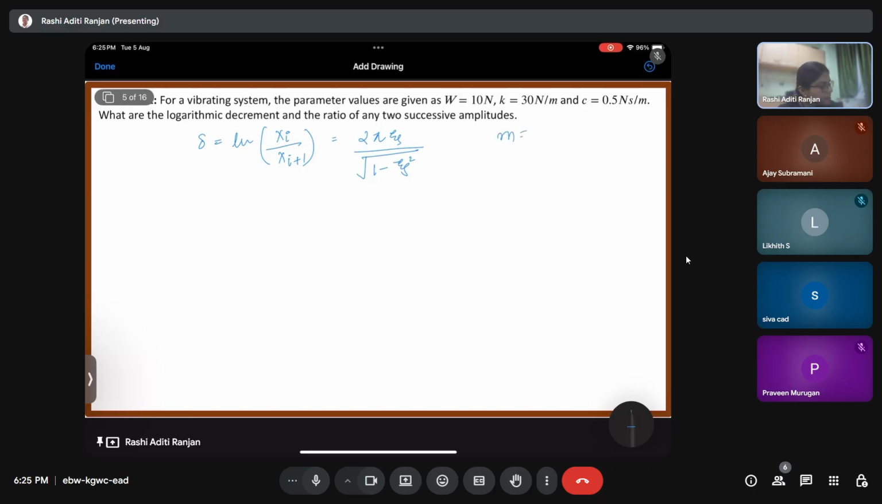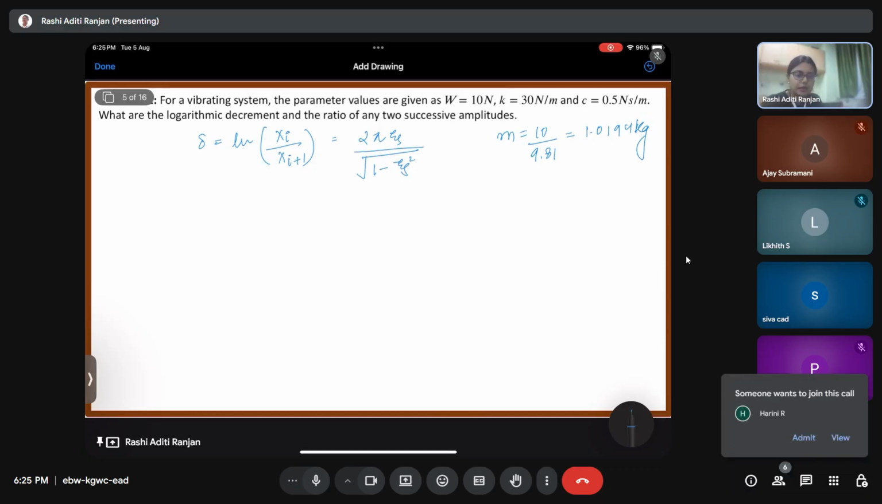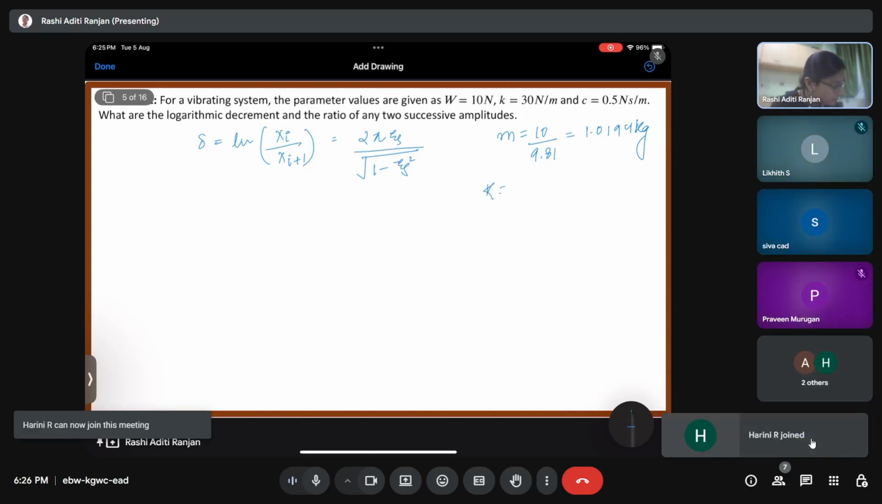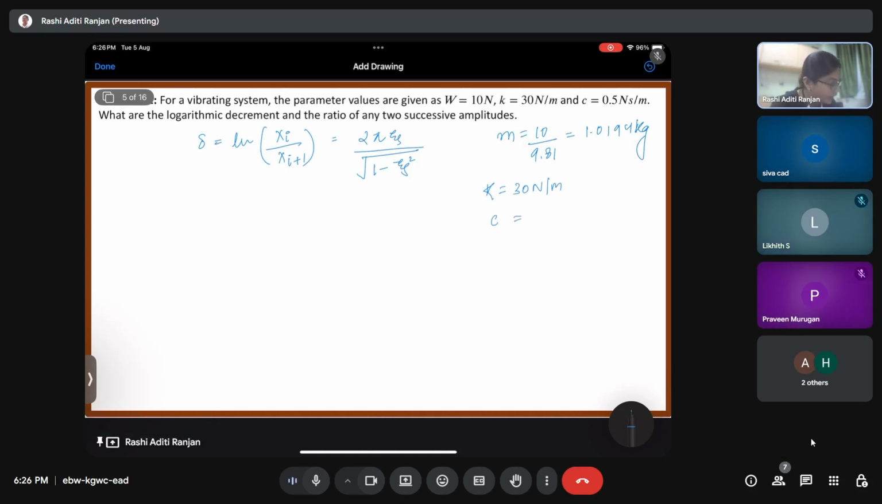So mass is equal to 10 by 9.81 because it is given in Newton. So we are dividing it by the gravitational acceleration, and this turns out to be 1.0194 kg. So I've done all the calculations already so that we can save the time for solving questions. So I should say that either with me only or after this session, you should do the calculations on your own. Okay. Then we have the stiffness as 30 Newton per meter, and then we have the damping constant as 0.5 Newton second per meter.